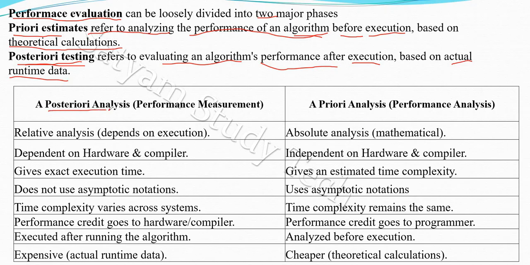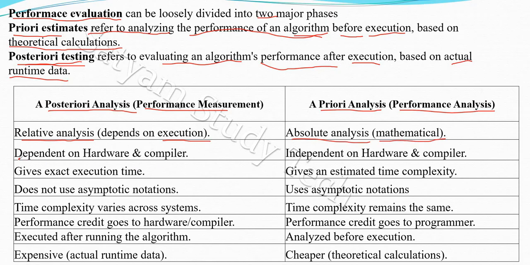Here the posteriori analysis is performance measurement. The priori analysis is performance analysis. The priori analysis is done on the algorithm, while posteriori analysis is done on the program. The posteriori analysis is a relative analysis, depending on the execution, so it is a program. But priori analysis is an absolute analysis, using mathematical notation.